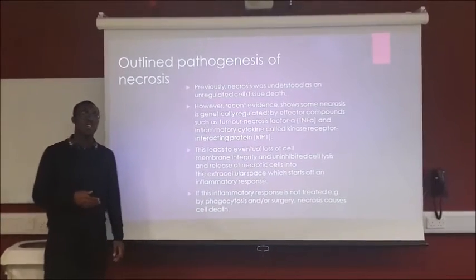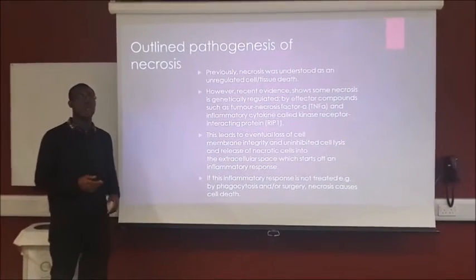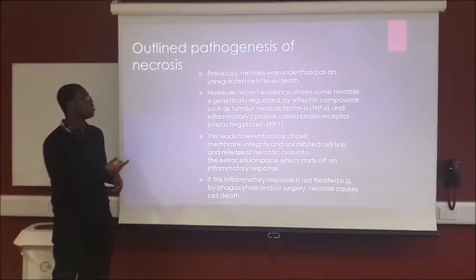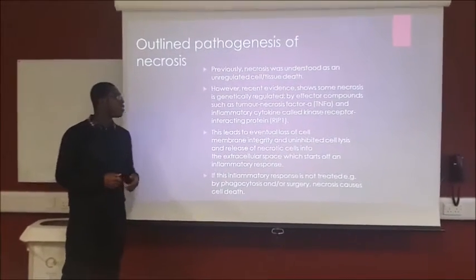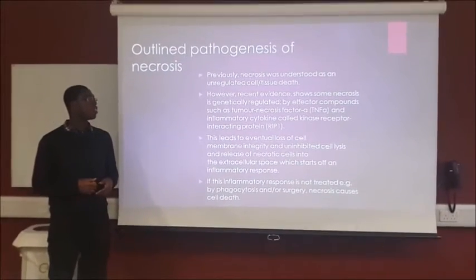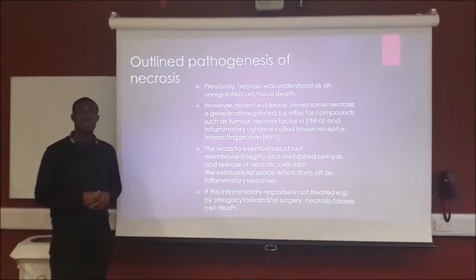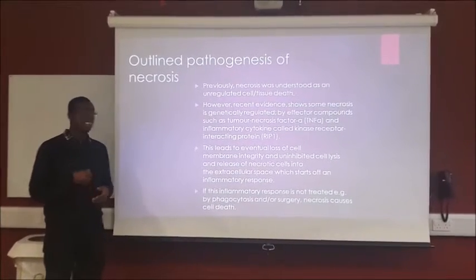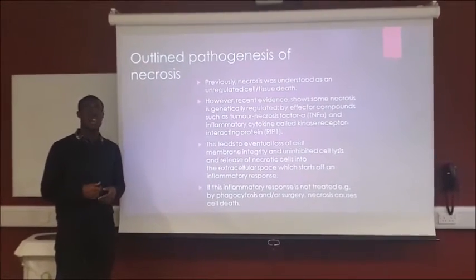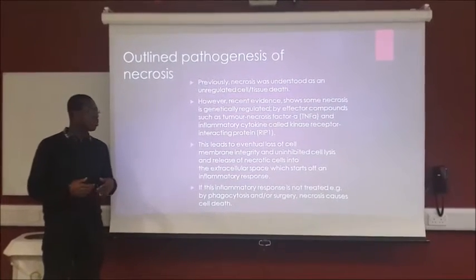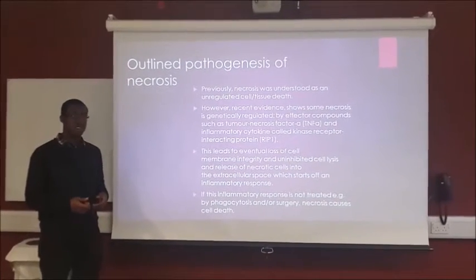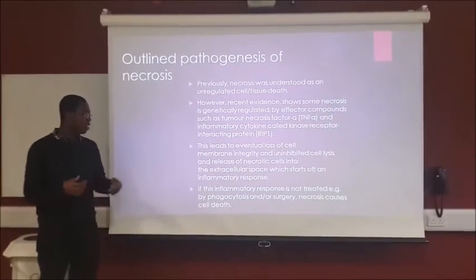Hi, I'm Jesse, and I'm going to talk about the pathogenesis of necrosis. Previously, necrosis was thought of as an unregulated cell death, unlike apoptosis, which is programmed cell death. But now recent evidence shows that necrosis is actually genetically regulated by effector compounds such as tumor necrosis factor alpha, and also receptor-interacting protein kinase, RIP1. This leads to eventual loss of cell membrane integrity and uninhibited cell lysis, and the release of necrotic cells, which causes an inflammatory response. This inflammatory response averts phagocytosis.